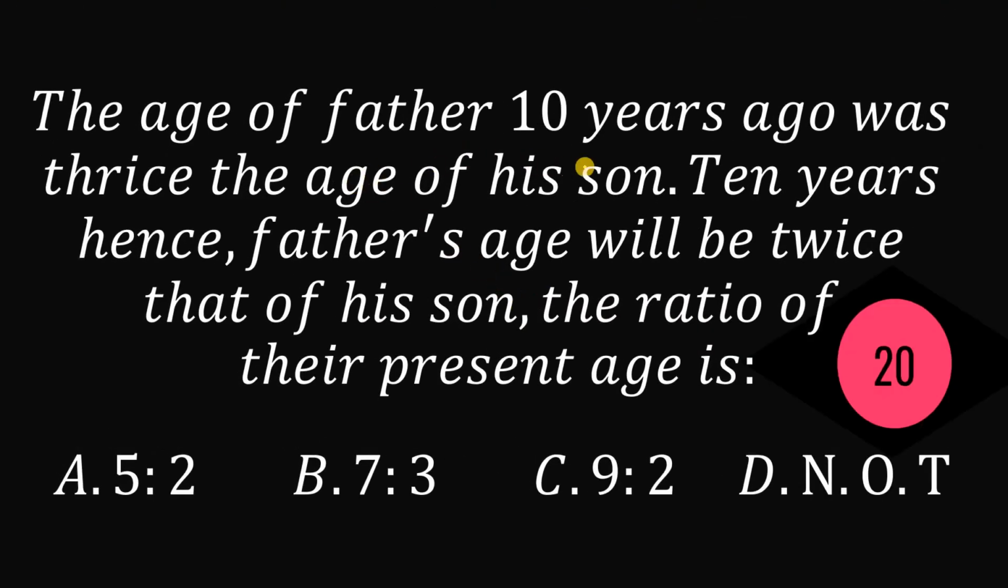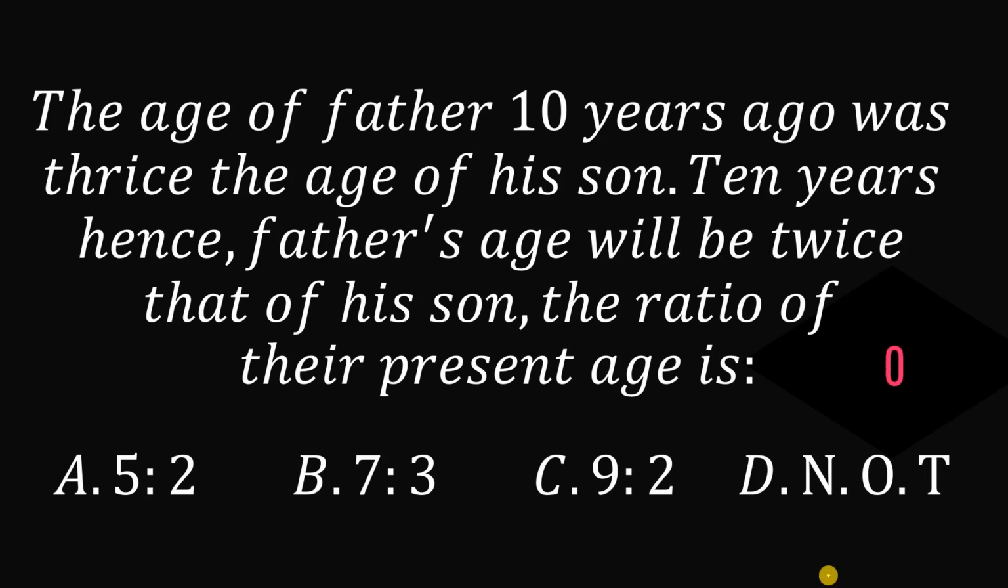The age of father 10 years ago was thrice the age of his son. 10 years hence, father's age will be twice that of his son. The ratio of their present age is blank. 5:2, 7:3, 9:2, or none of this.